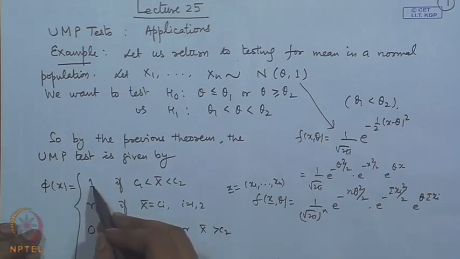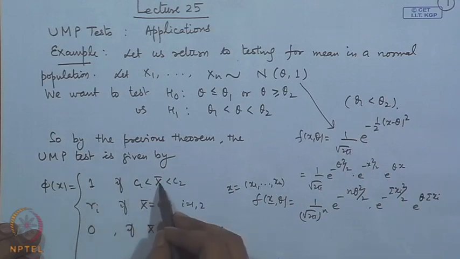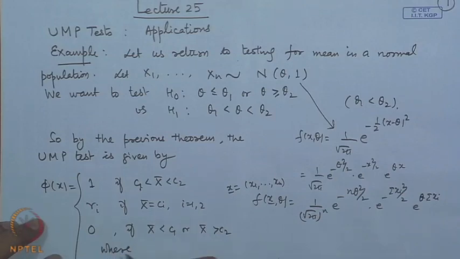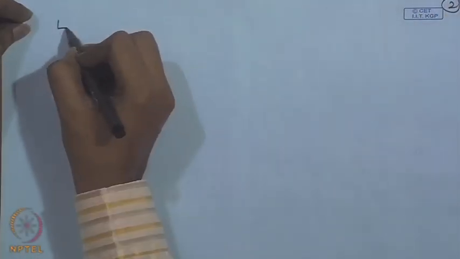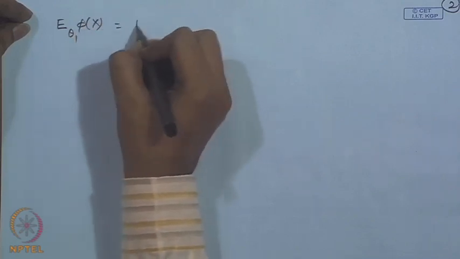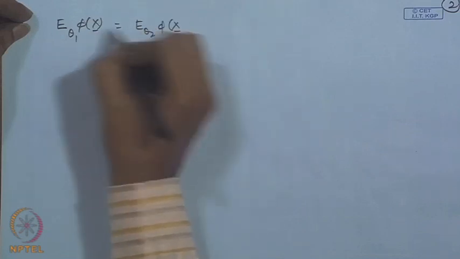So, the representation of the test is that we reject the null hypothesis H naught if x bar lies between C1 and C2, and we reject with probability gamma i if x bar is equal to C i for i equal to 1, 2, and we accept H naught if x bar is less than C1 or x bar is greater than C2, where these gamma i's and C i's are determined by the size conditions: expectation of phi x under theta 1 and under theta 2 is equal to alpha.